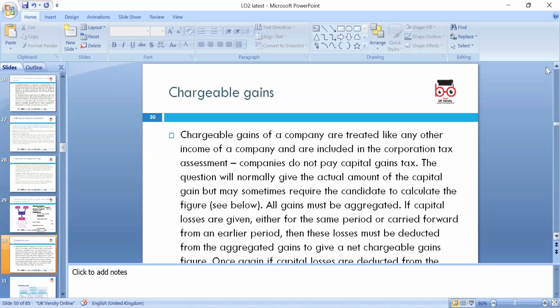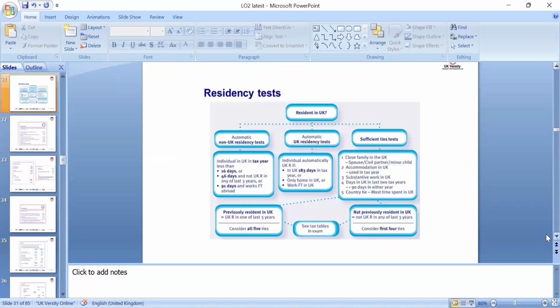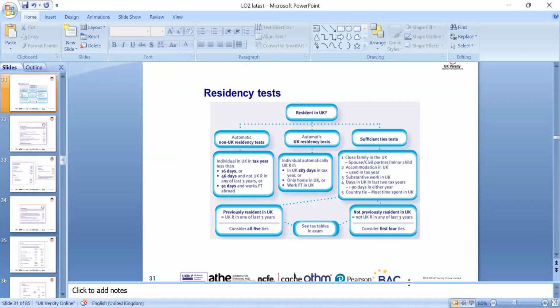The question will normally give the actual amount of the capital gain, but sometimes may require the candidate to calculate the figures as follows. We look, all the gains are aggregated into the total. If losses are given, either in the same period or carried forward from an earlier period, the losses must be deducted from the aggregated gain. And of course then the tax figures, where capital losses are deducted from the gains, not from income. Full marks cannot be given otherwise. This is if you have an exam. Of course, if you're doing an assignment, within the assignment, if you're not including the example, we have to address the criteria.